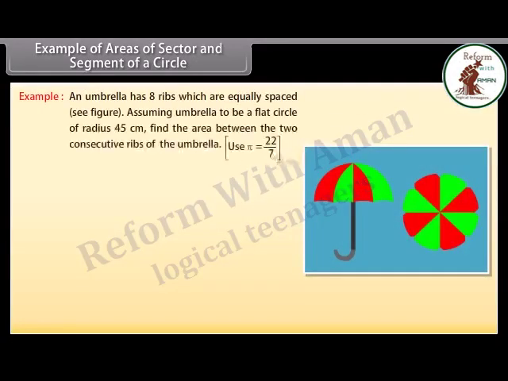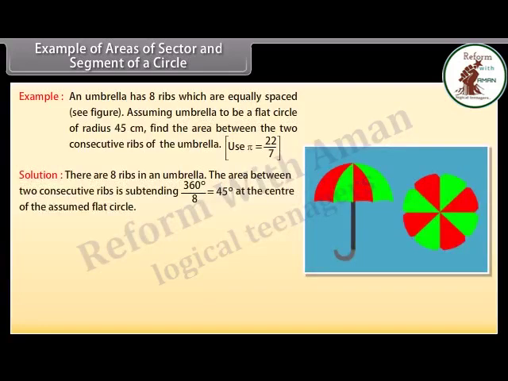Example. An umbrella has 8 ribs which are equally spaced, see figure. Assuming umbrella to be a flat circle of radius 45 cm, find the area between the 2 consecutive ribs of the umbrella. Use pi as 22/7.